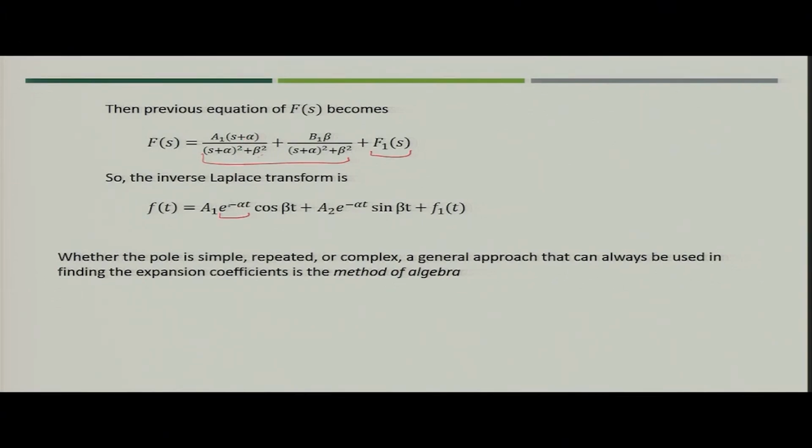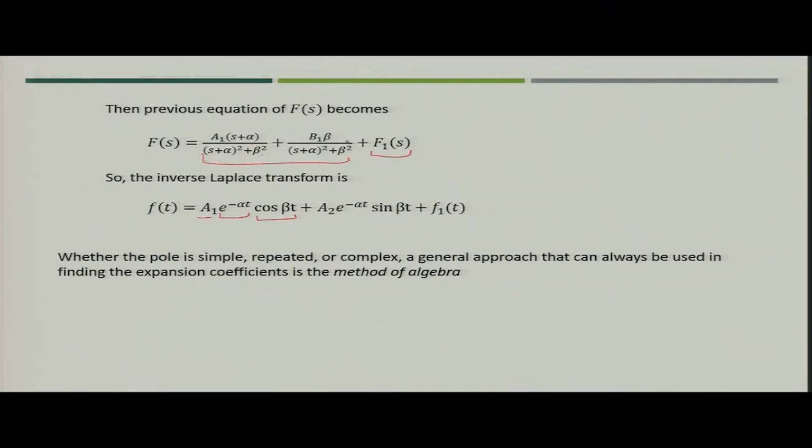Using that expression for cos omega t, you can find the inverse Laplace transform, because this expression is nothing but the frequency shift property plus the cos beta t term. So you can simply write that the inverse Laplace transform of this would be a1 into e to the power minus alpha t, because here you have s plus alpha. You will use the frequency shift property and say that it is e to the power minus alpha t into the function f(t), which is cos beta t here.